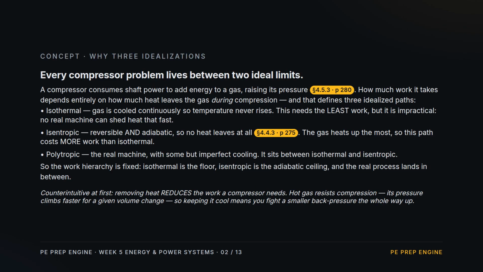Start with why we carry 3 idealizations. A compressor spends shaft work to raise a gas to higher pressure, and how much work depends on how much heat escapes during the squeeze. Isothermal, perfectly cooled, temperature never rises, needs the least work, but no real machine can cool that fast. Isentropic, reversible and adiabatic, no heat leaves, the gas heats the most, so it costs more work. The real polytropic process sits between them. The key idea, and it's counterintuitive. Removing heat reduces the work, because hot gas resists compression harder.